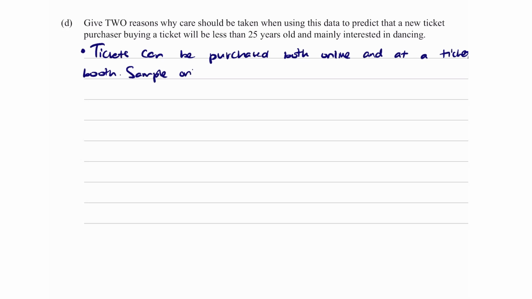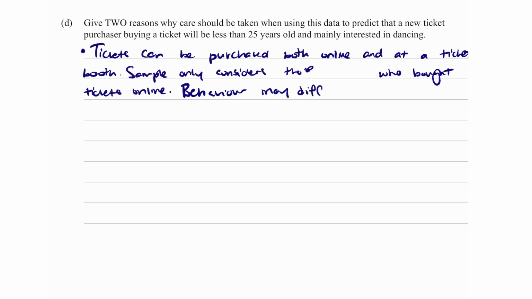Sample only considers the first 1,000 who bought tickets online. Right? So what we're saying here, in fact, let's not look at the 1,000 part now. We'll just consider those who bought tickets online, right? We'll say their behavior may differ from those who buy from a ticket booth, right? So what we're saying is that this may not be a good model, right?